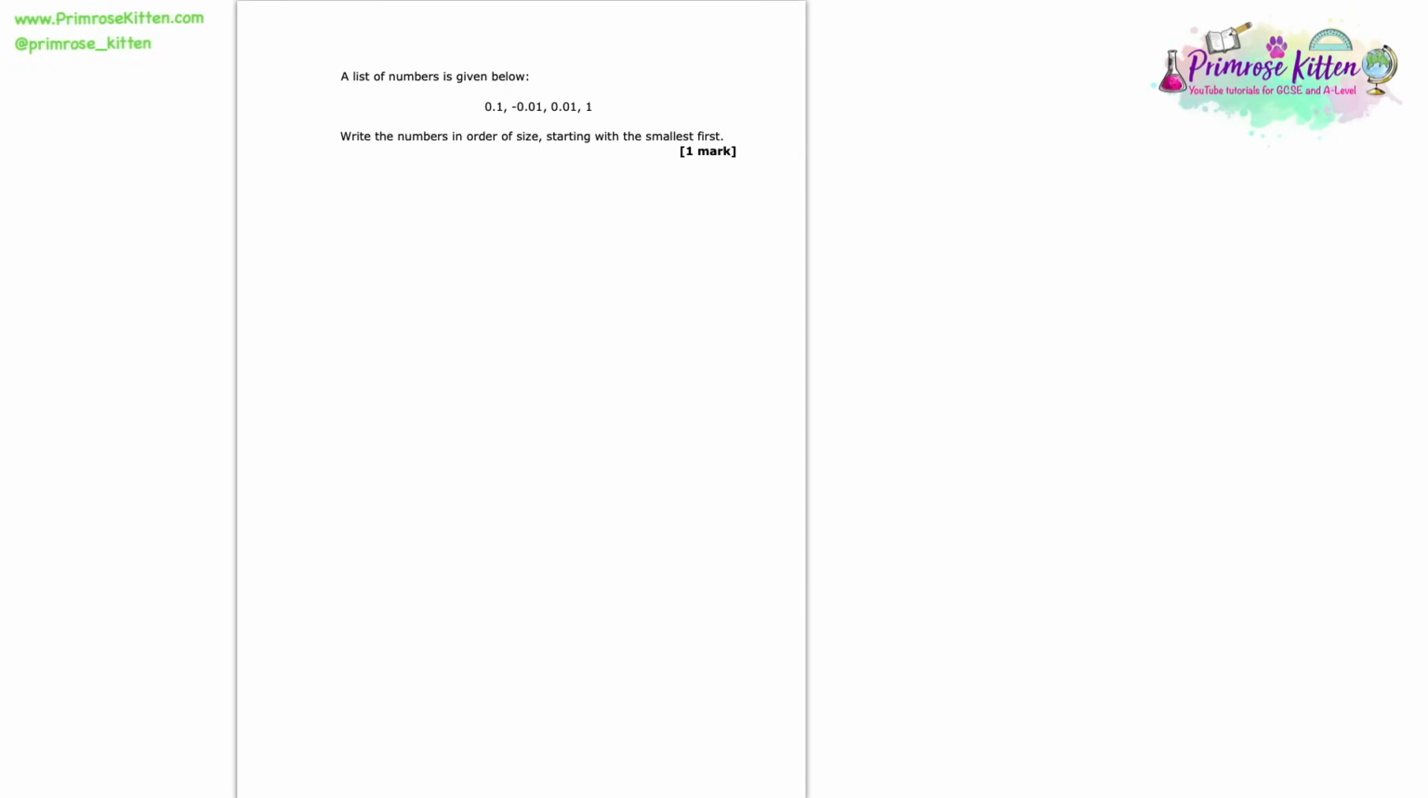So here we're given a list of numbers given below. We're asked to write the numbers in order of size, starting from the smallest first. So out of these numbers, you can see that one of them is a negative number. Now, if we have a negative number, then that is always going to be smaller compared to the others. So we can start by writing the smallest number is minus 0.01. So now that leaves us with 0.1, 0.01 and 1 as our options that we need to put in order, starting from the smallest first.